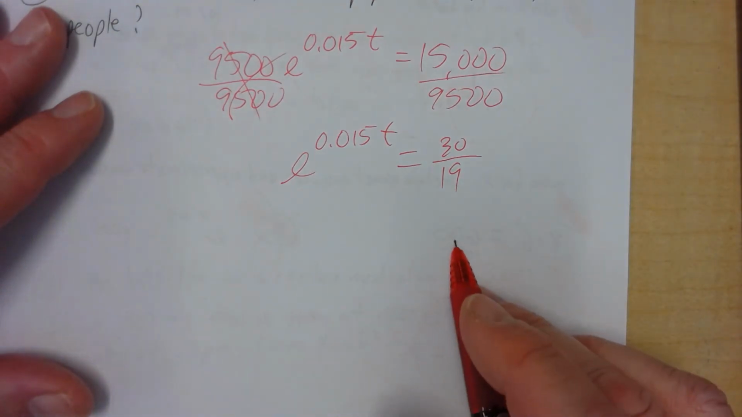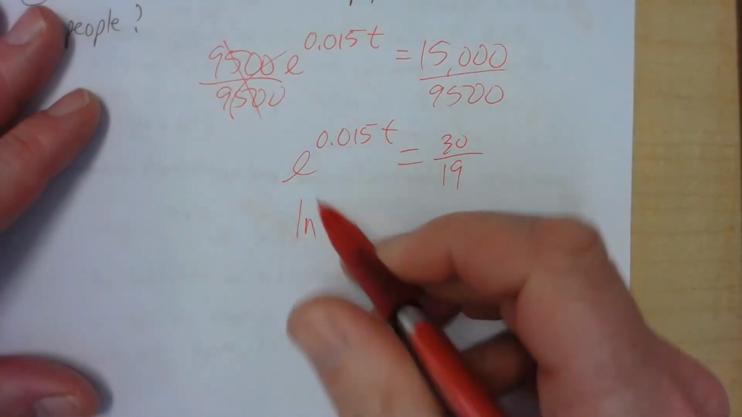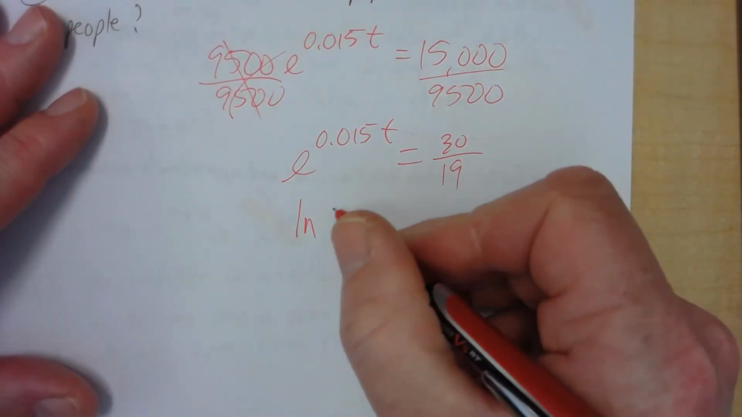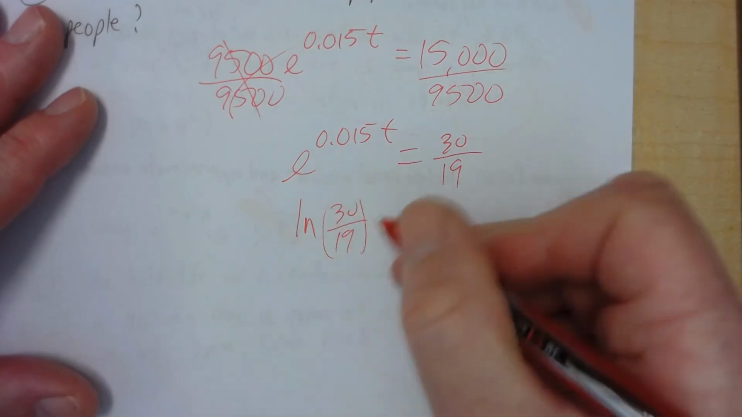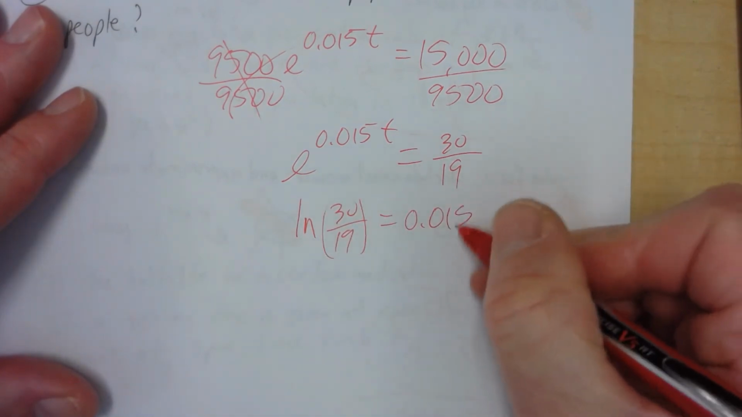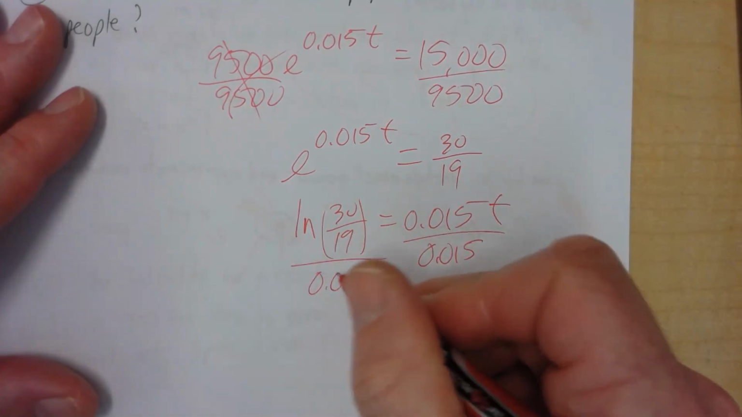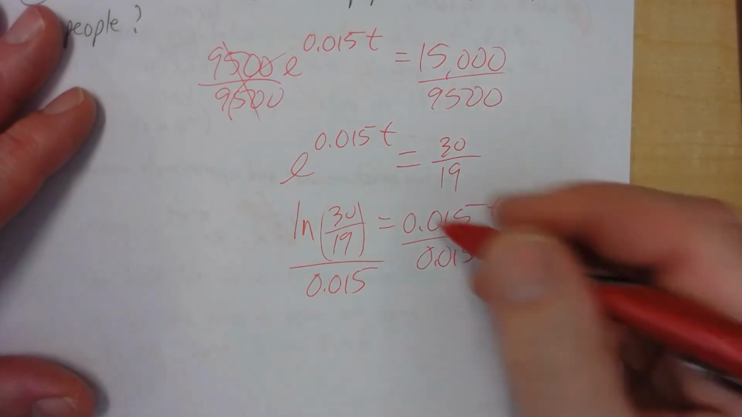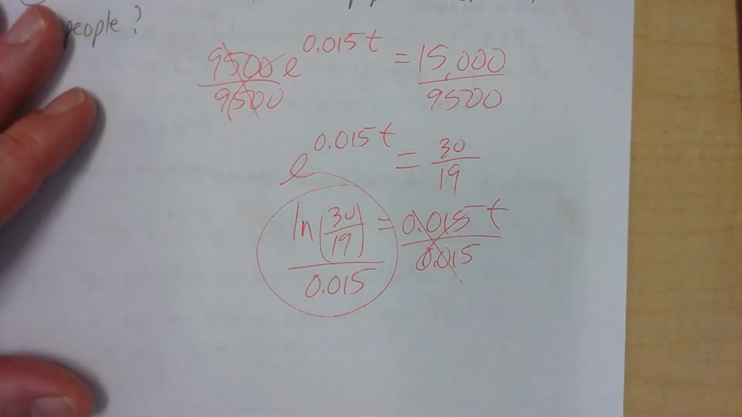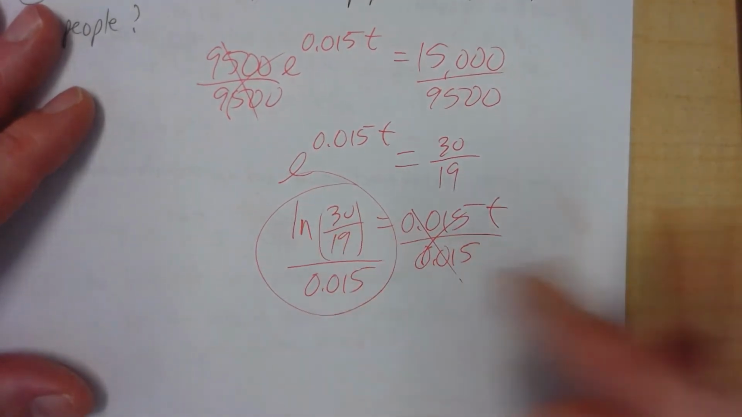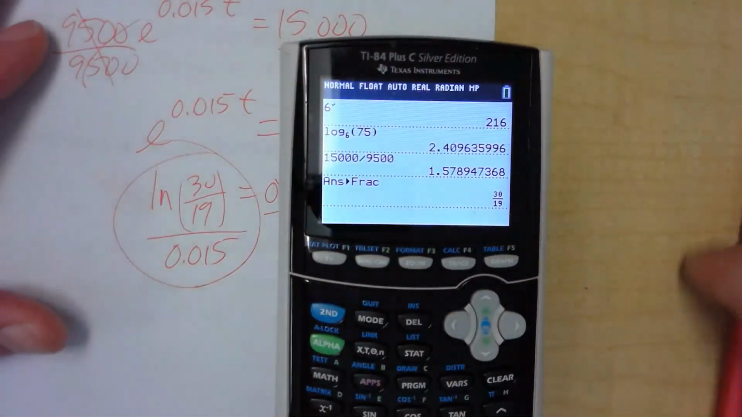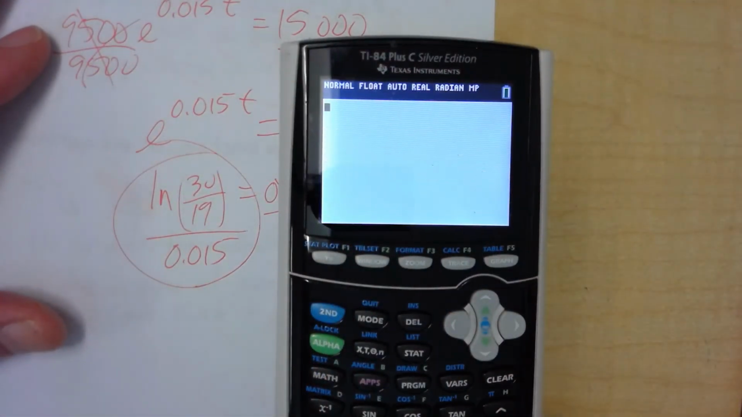Now, bay it up. When we bay this up, it's natural log, because it's log base e, which is natural log of 30/19 is equal to 0.015 t. Divide over, and that's the exact answer. So t is that fraction divided by that decimal. So we go clear, natural log of 30 divided by 19 divided by 0.015.